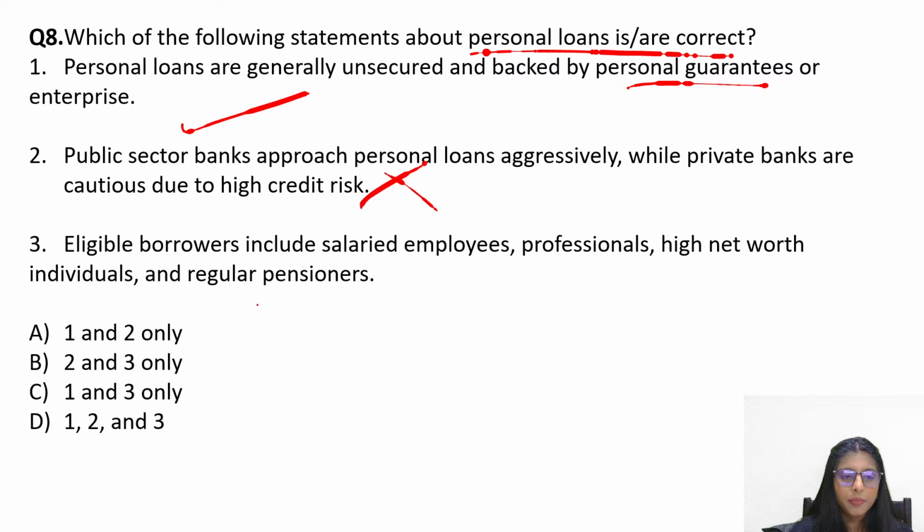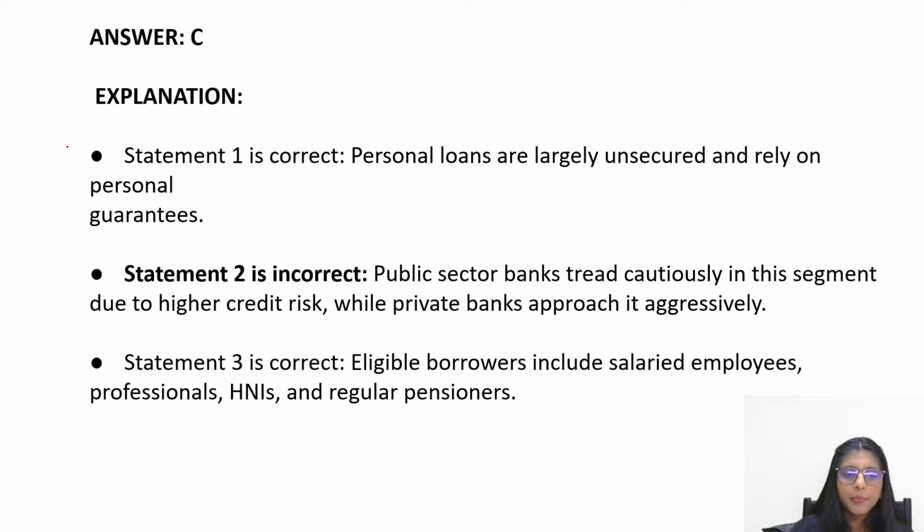Eligible borrowers include salaried employees, professionals, high net worth individuals, and regular pensioners. Yes, correct. So which are the correct options? 1 and 3 is the correct option. That is C is the correct option. Okay, C.